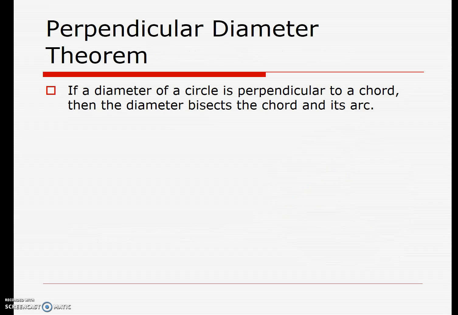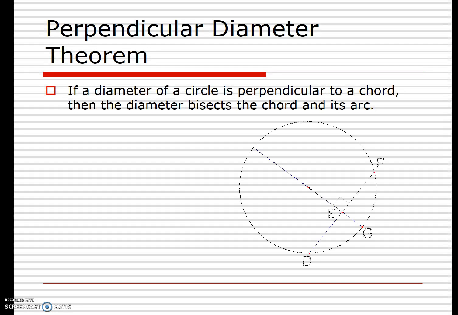We've got the perpendicular diameter theorem. So if a diameter of a circle is perpendicular to a chord, then that diameter is bisecting the chord and the arc. So let's look at a picture of that. I see that I have myself a diameter, okay, so this diameter here. What has to happen is that it has to be perpendicular. So we have to form a right angle right here.